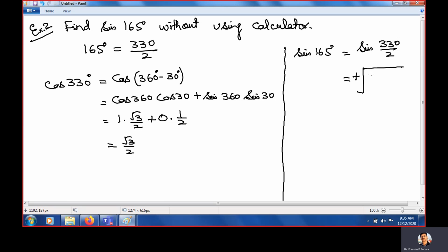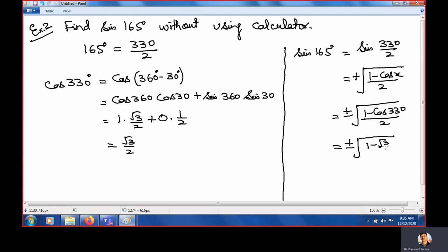It is square root of 1 minus cos x upon 2, plus minus. And what is the x value here? 330, because we are taking this. So 1 minus cos 330 upon 2, plus minus. Cos 330 means 1 minus root 3 upon 2, upon 2. After simplification you will get 2 minus root 3 and 2 times 2 is 4. This is the answer.